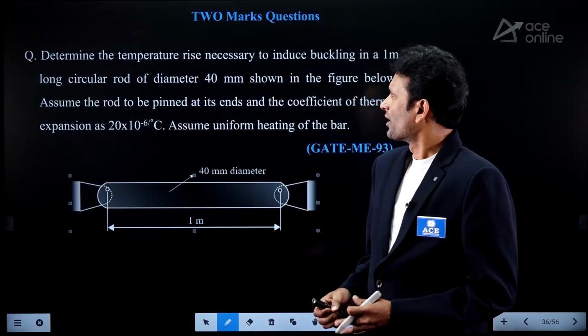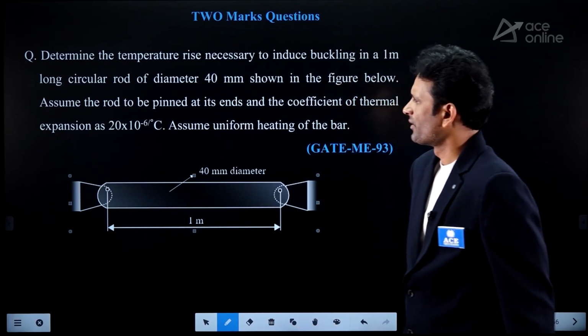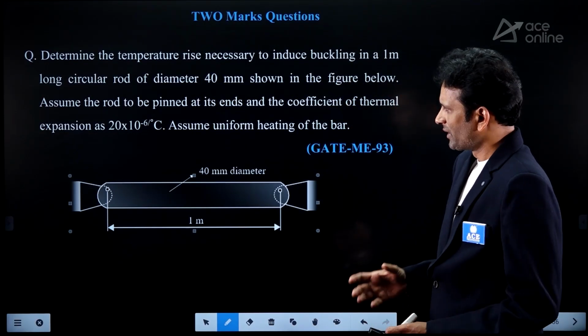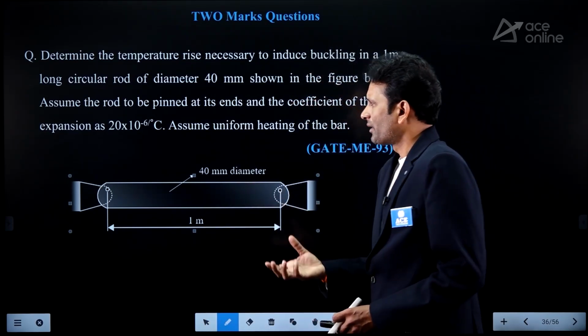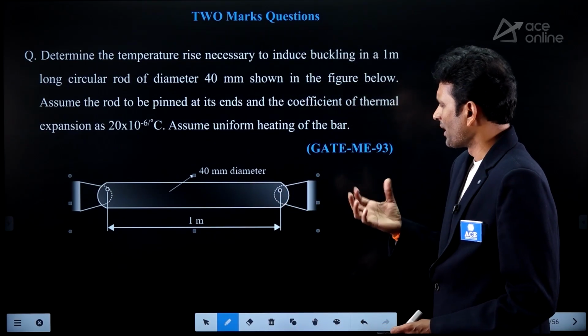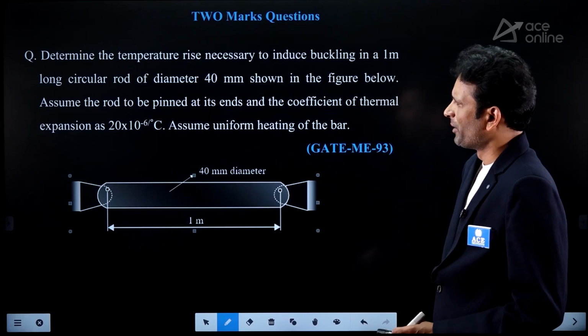Now, let us consider the 2 marks questions from this topic. See the first question. It is one of the interesting questions. Here, we are involving 2 concepts: temperature changes as well as a buckling effect in this particular problem. Read the question.